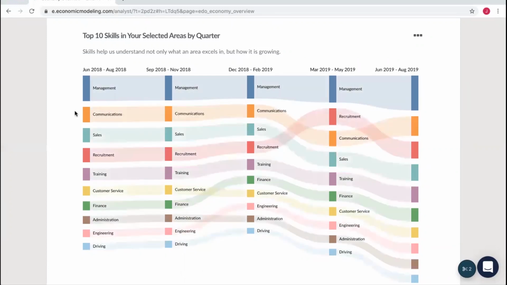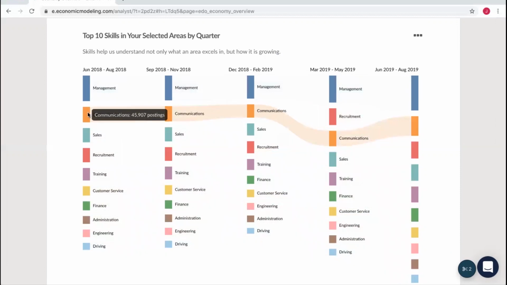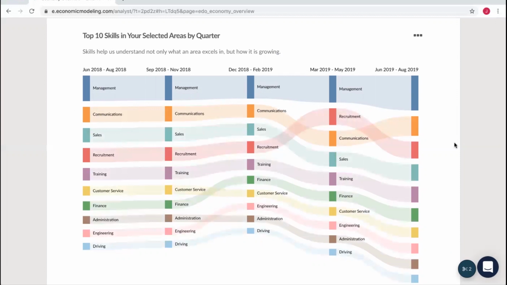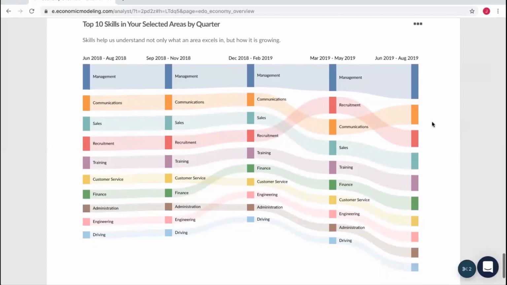We can also see how things change over time. If we select communication, we can see that it's taken a bit of a path, going from second down into third and back up to second, but it's still a really important skill within the economy, as is sales and as is recruitment, which has been on the increase a little in recent times. So this is a good way to show how the skills position is changing, and in other parts of the tool we can look at how this has changed over longer periods of time, not just the past 4 quarters.